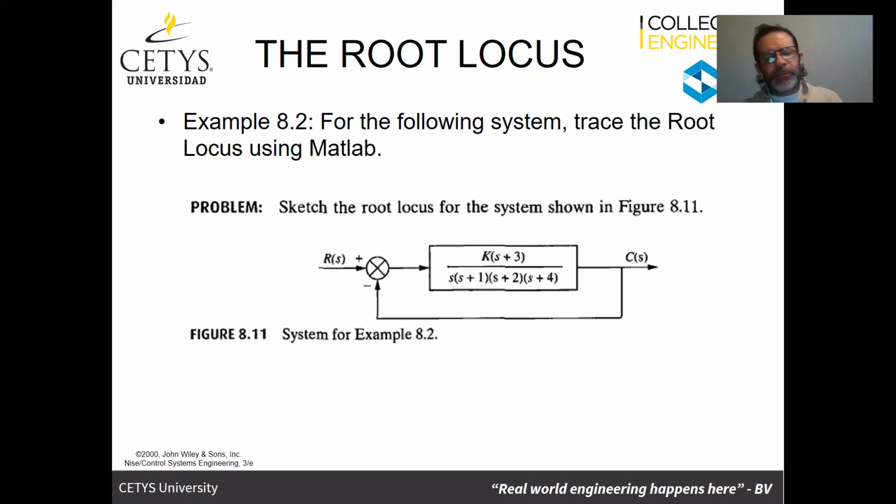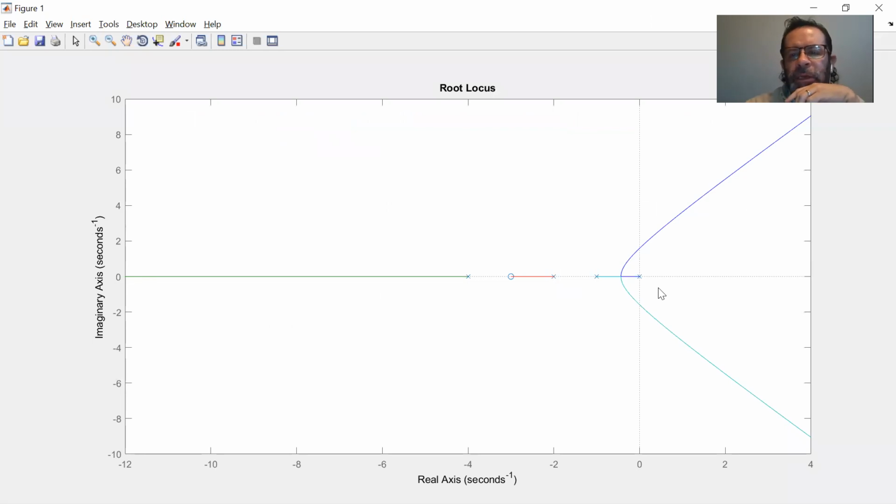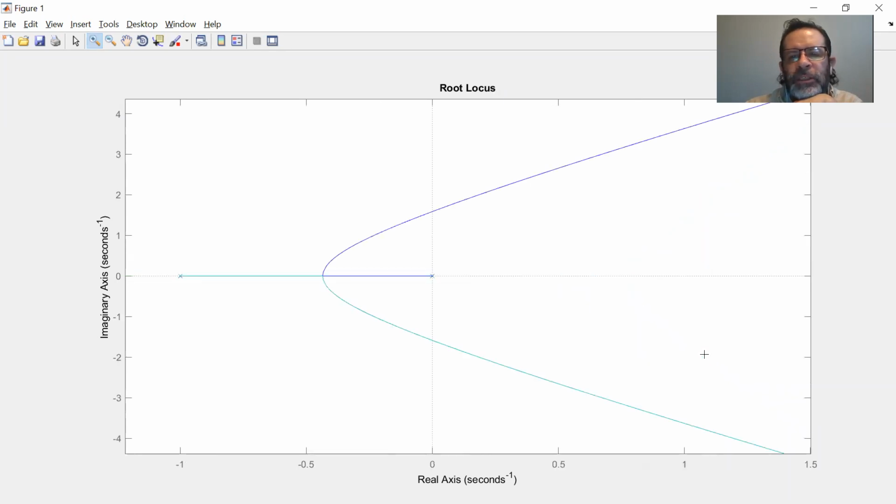Less than 10%. So I know that if there's going to be an overshoot, then I have to have an imaginary part. So it has to be in one of these sections. So what I'm going to do is a zoom here. I selected the zoom tool. I'm going to do the zoom there just to zoom in on that section.